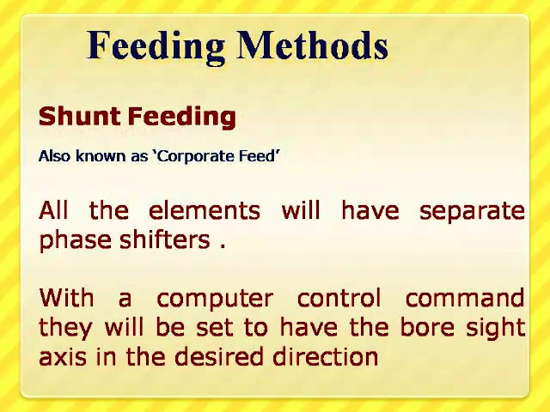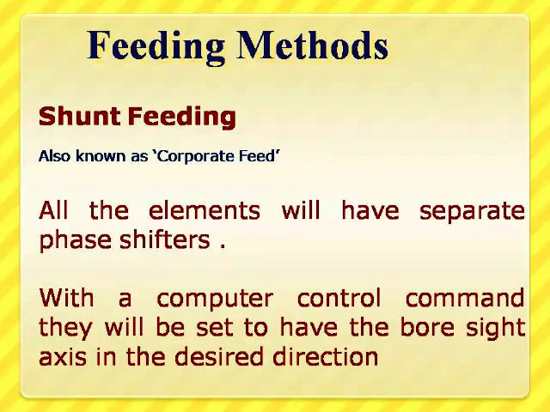The shunt feeding technique. That means here parallelly all the elements will be getting the signal at the same time from the source. The source power is divided into two parts initially. Each part is again divided into another two. Those two are again divided into another two, like this. So this structure resembles the hierarchy in a corporate system. Hence, this is also known as corporate feed.